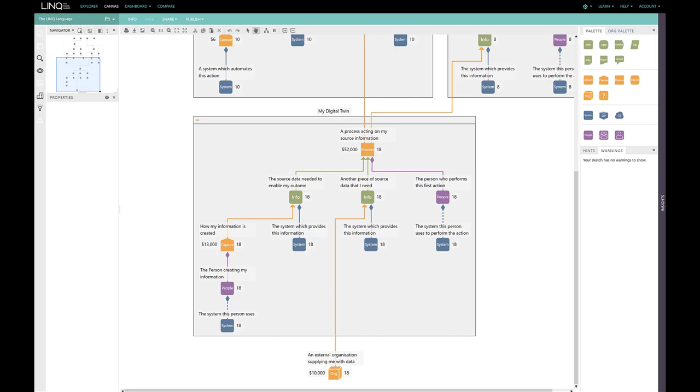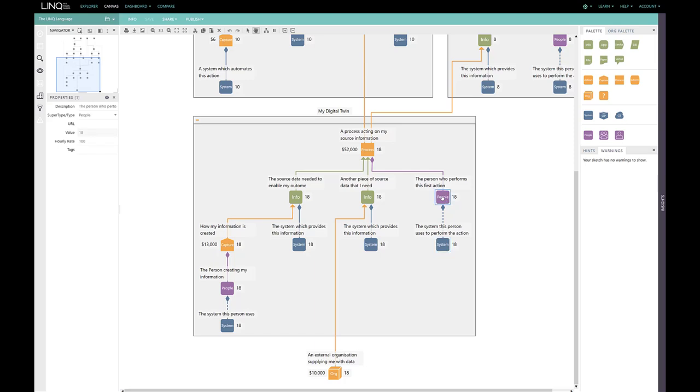So here we are inside LINQ and we're looking at the language construct but in a sketch. Here you can see we have got four node types: information being green, action being orange, systems being blue, and people being purple. And these fit together in the way that we saw in the PowerPoint slide. So for example, here is a system that's being used by this person to perform this action, and this action creates this information. It's an output from this action, but it's an input to this process here, which is being performed by this person using this system.